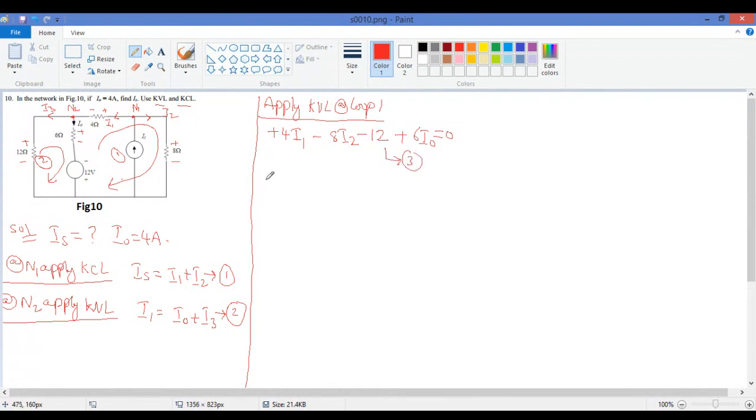Now we will put I naught is equal to 4 ampere. Put this in equation 3. When I put this in equation 3, so what happens? Where is I naught? This is I naught. I naught we are using here, and I1.